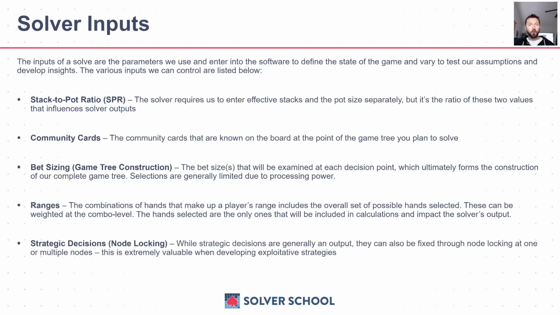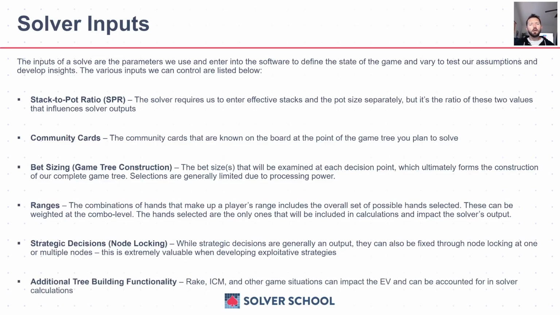Strategic decisions and or node locking. So while strategic decisions and the frequencies at which we take certain actions with different combinations are generally an output, those can also be fixed as an input through node locking at one or multiple nodes. We'll get into this in a lot of detail in later modules, but this is extremely valuable when we're actually demonstrating and developing exploitative strategies.